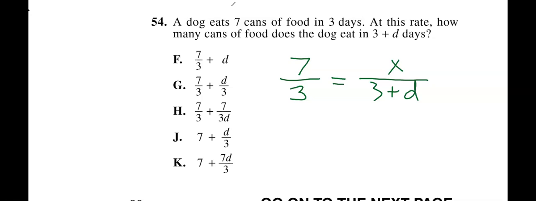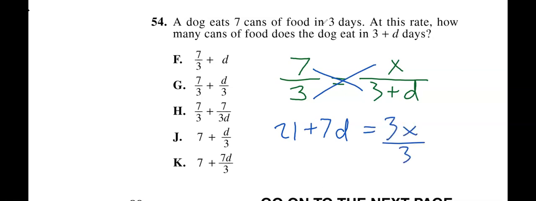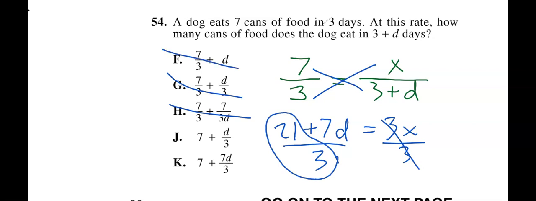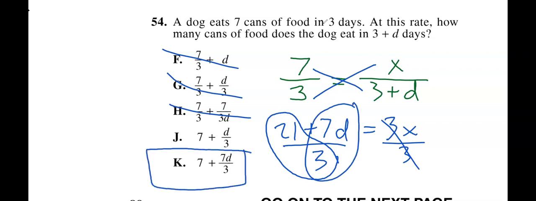All right. So if I multiply those, I get 21 plus 7D. And then those, I get 3x, and I can divide by 3 on both sides. Do we have any winners? So what's 21 over 3? 7, so that gets rid of those 3 choices. And then we have this, so there's your winner right there.